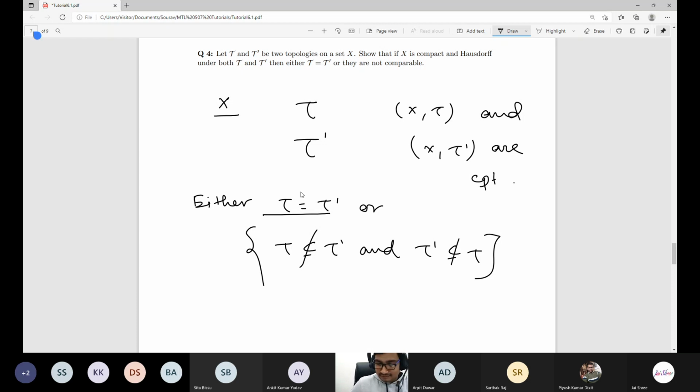Any argument? It is given compact and Hausdorff. Yes, of course, Hausdorffness is important. Then the topologies are either equal or they are not comparable. Okay, fine. So suppose yes. Can you take 2 minutes to think? So how to proceed for this?